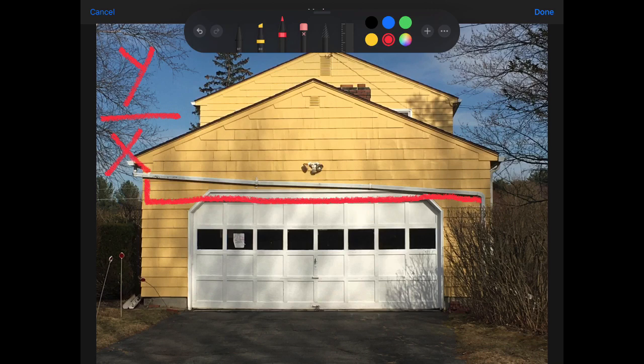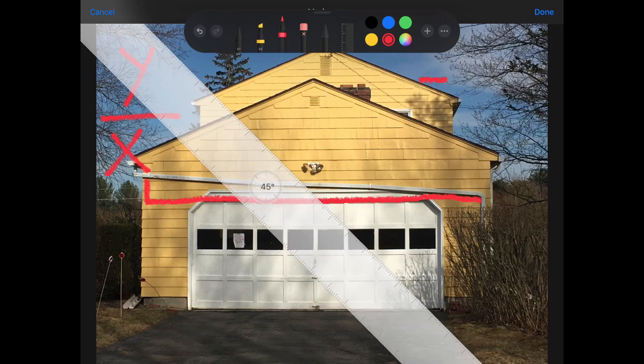The next thing I'm going to do is grab my ruler so I can see about how long those are. Because the drain pipe is going down as it goes from left to right, I know it's negative. So I can write my negative line right there.